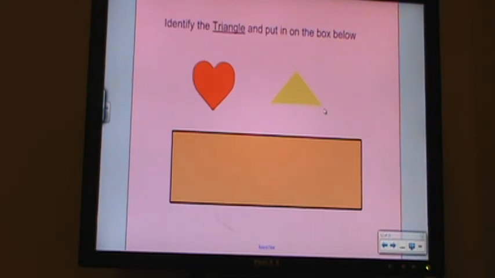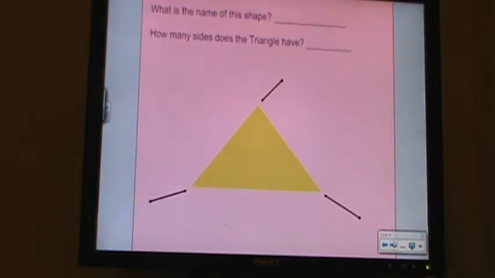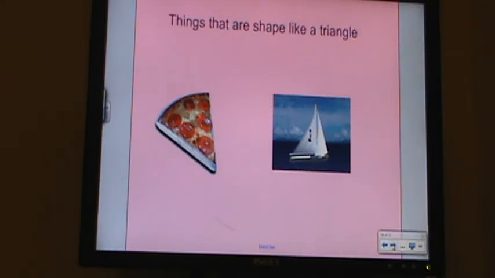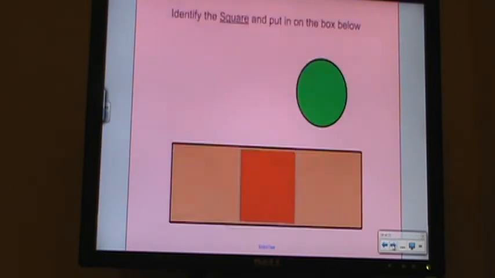I will be asking the students to raise all their triangles high up in the air. I will tell the students that the triangle is a geometric shape that has 3 sides. I will have one student come up to the Smartboard, identify the triangle, put it in the box. I will ask the student to write the name of the shape and to tell me how many sides the triangle has. Then we are going to be looking at things that are shaped like a triangle. In this example, we have pizza and a sailboat. We are going to be moving on to the next shape.